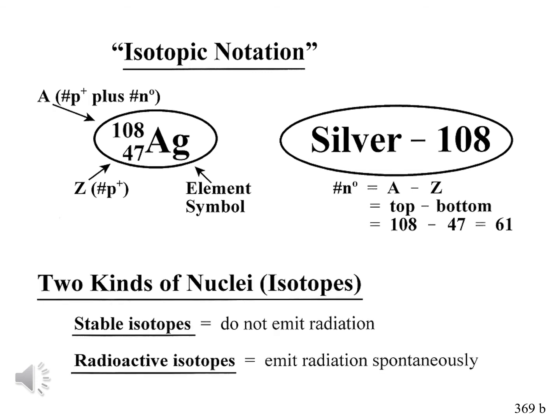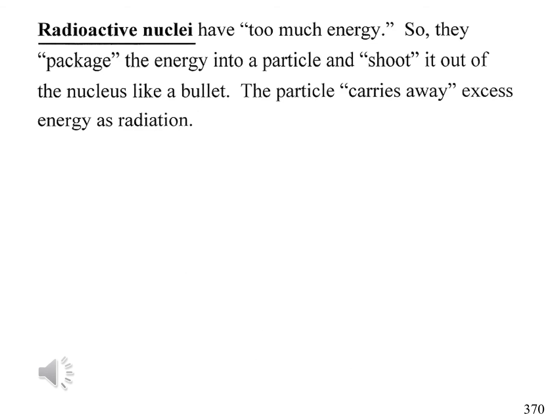I already said that there's two kinds of nuclei. There's stable ones that don't emit radiation, but the ones that do emit radiation and change the nucleus are called radioactive. The reason why nuclei are radioactive is they basically have too much energy to hold together.